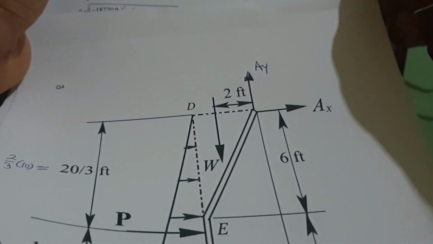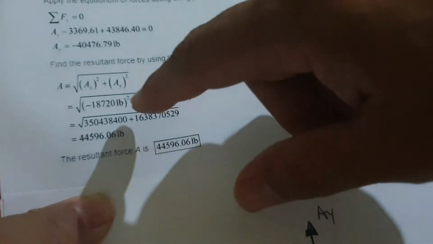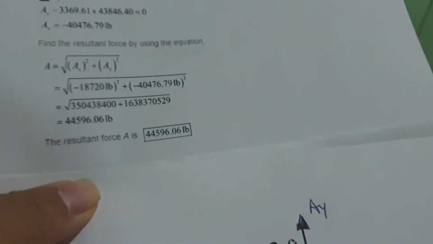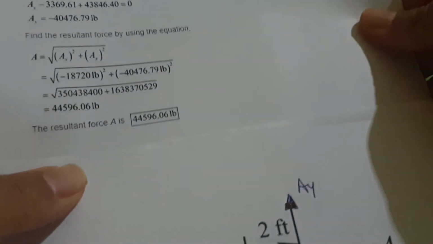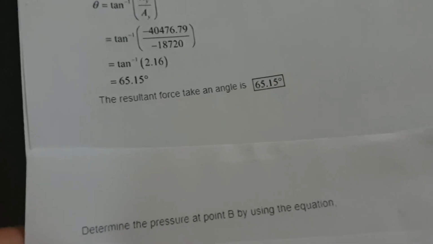Let's find the resultant of the forces for A by doing the square root of Ax squared plus Ay squared. You just put the Ax squared and Ay squared and you will get A equal to 44,596.06 pounds. And the resultant force is that much for A, and then you could find the angle of that force. Theta is equal to tan inverse Ay over Ax. You just put Ay over Ax, tan inverse of that, you'll get 65.15 degrees. That is the resultant force that takes that angle.